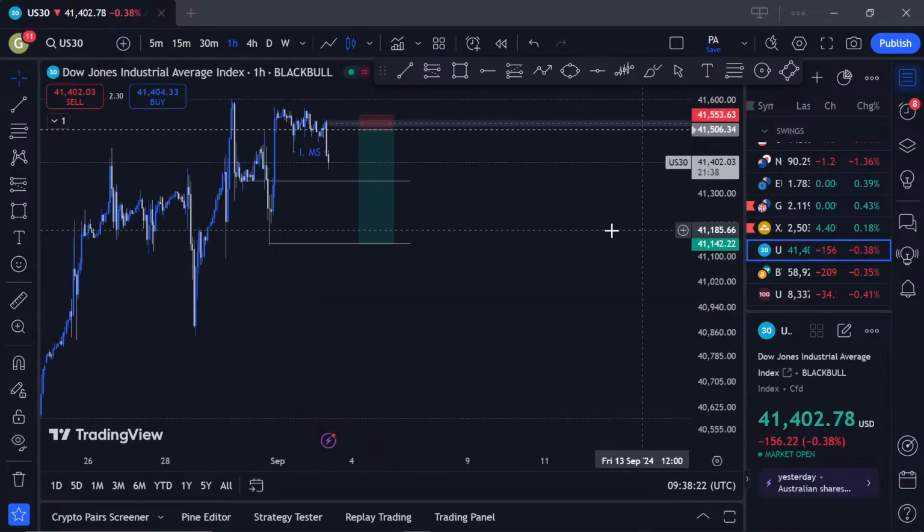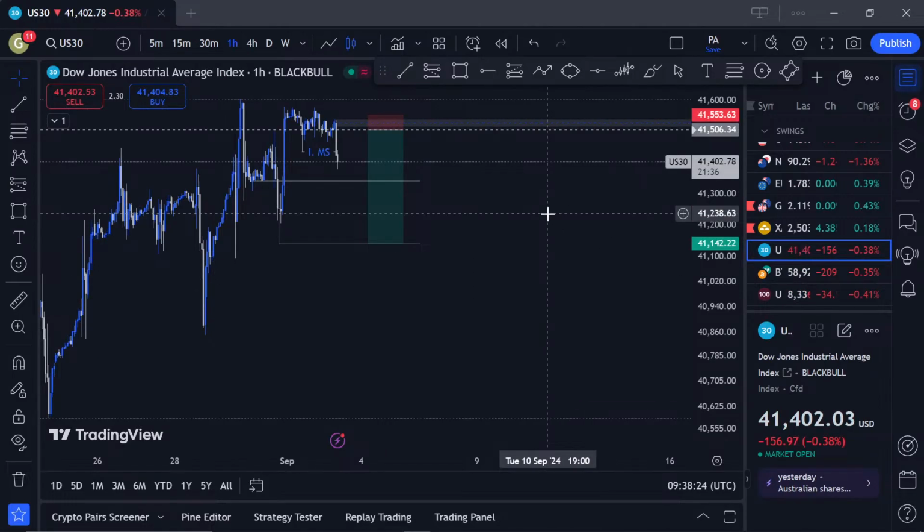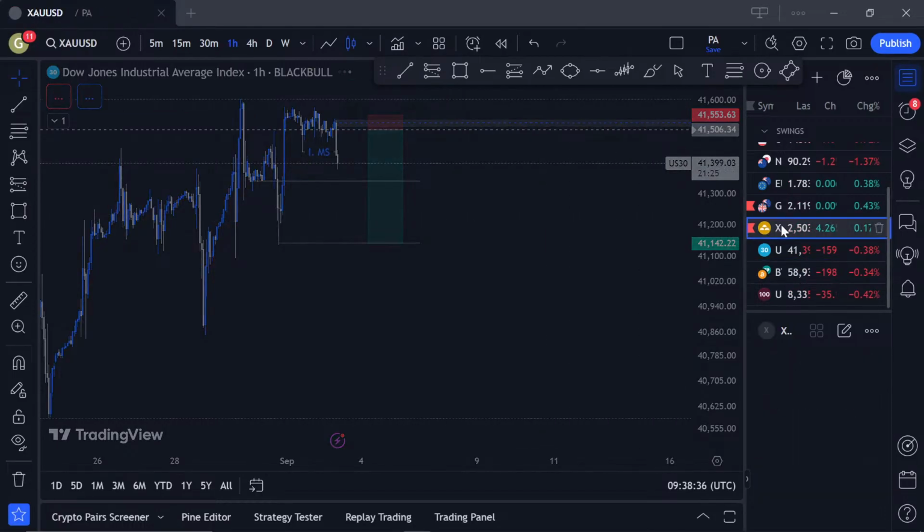Now let's move on to US30. On US30, we are waiting for the market to come back to 41,506, and we'll keep our stop loss at 41,553. Very close as well.